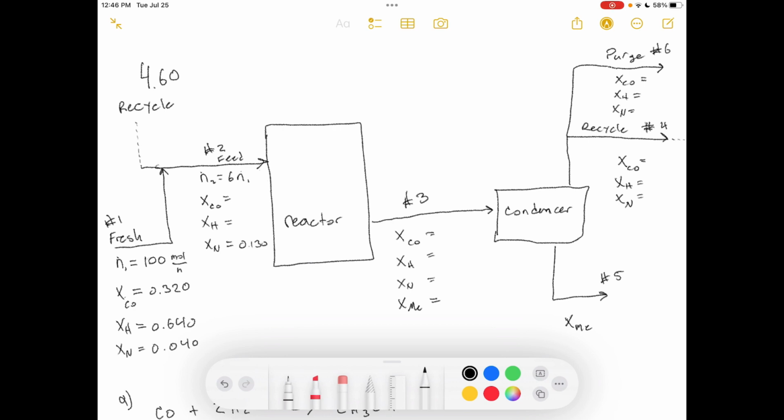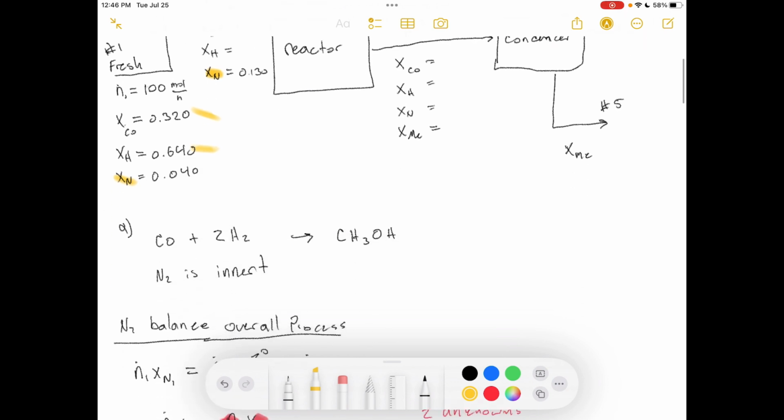Because they give us nitrogen right here, and then we know that it's recycled at a certain amount. Whereas for none of the other products do we know anything except how much is going in. Okay, so right away I'm thinking, okay, I'm going to start off with my nitrogen balances and see what I can get.